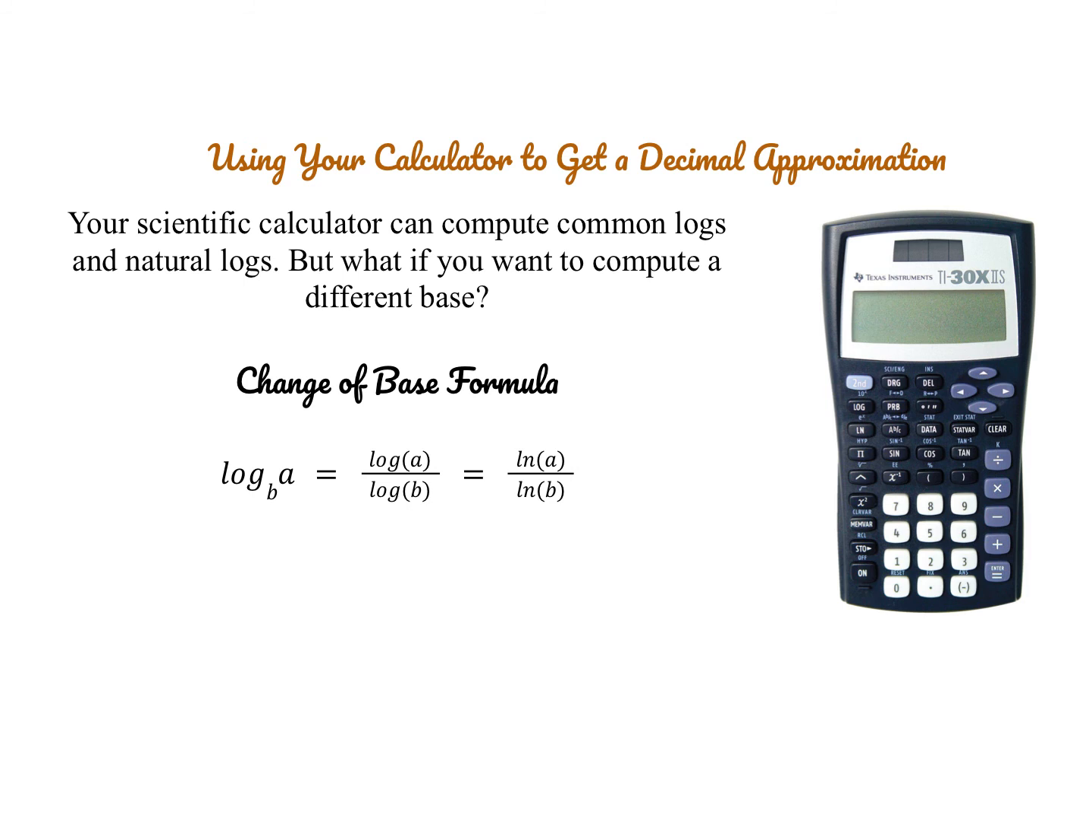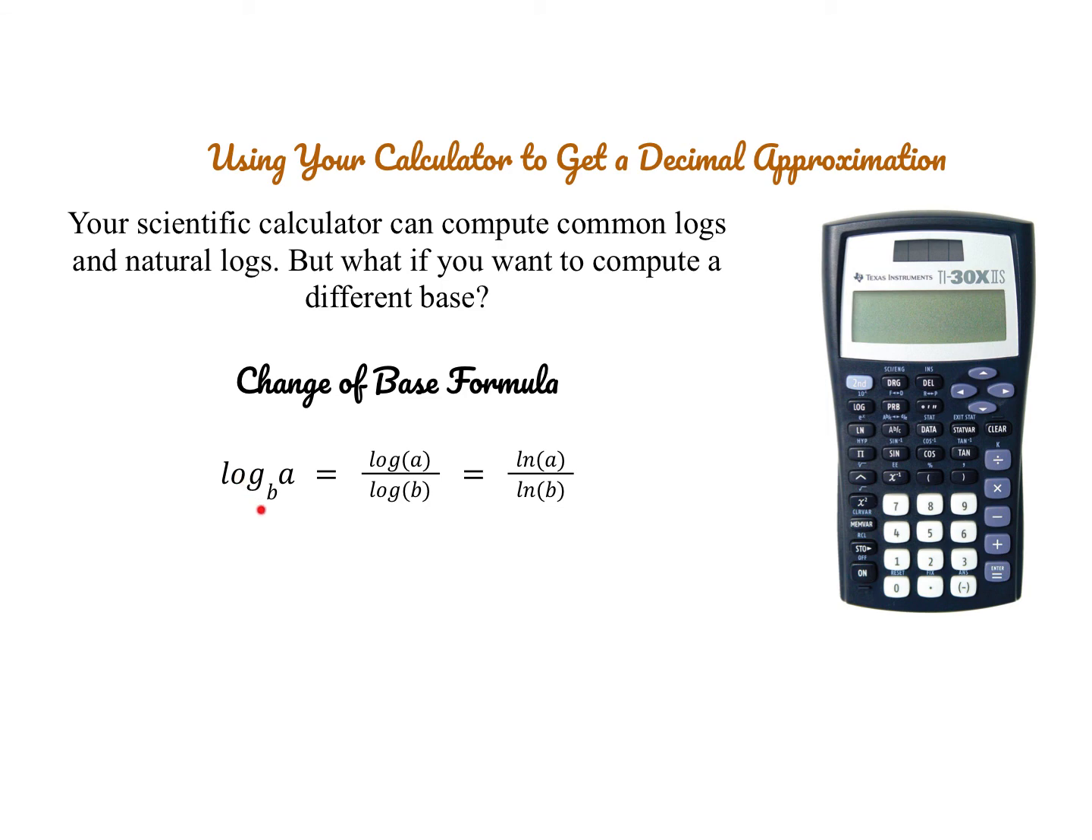Okay, so now let's talk about how to get decimal approximations for logarithms that don't simplify out to be nice numbers or ones where you can't find an exact value. So your scientific calculator can only compute common logs and natural logs. But what if you have maybe a base 7 logarithm that you want a decimal approximation for? How do you do that? For something like that, we're going to use the change of base formula. So really this formula is only used to help us compute a different base logarithm to get a decimal approximation.